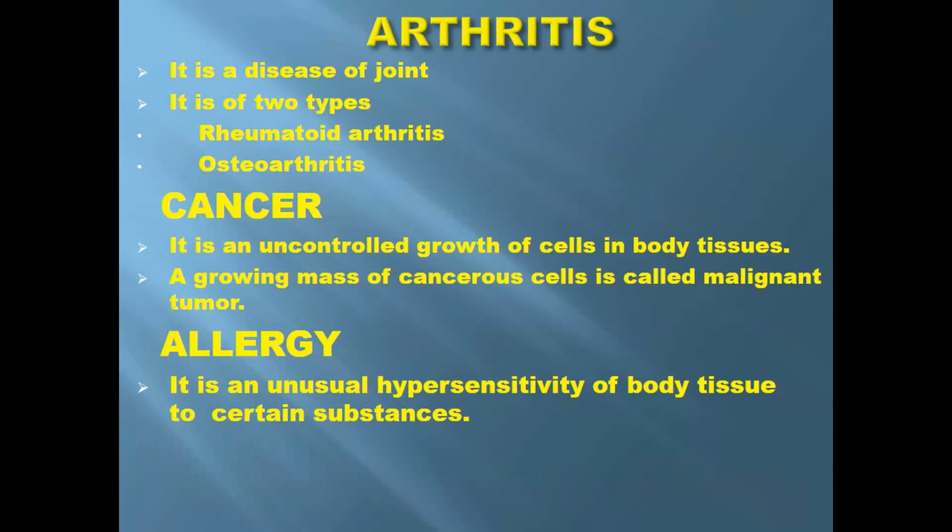Third is arthritis. It is a disease of joints. It is of two types, rheumatoid arthritis and osteoporosis. Fourth is cancer. It is an uncontrolled growth of cells in body tissues. A growing mass of cancerous cells is called a malignant tumor. Next is allergy. It is an unusual hypersensitivity of body tissues to certain substances.